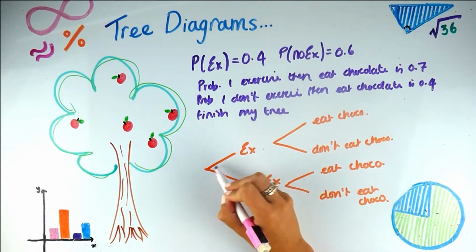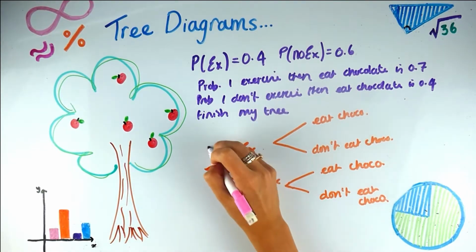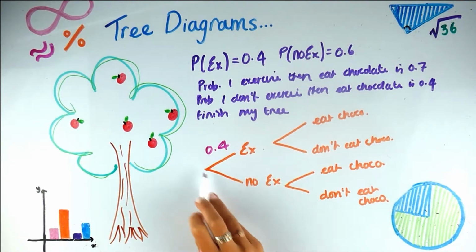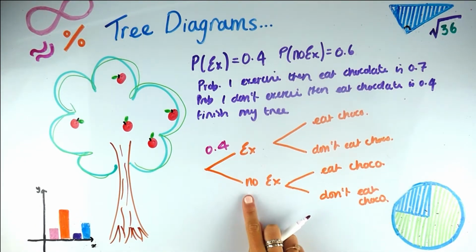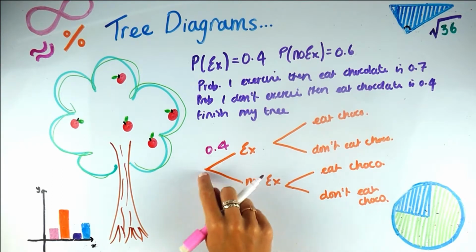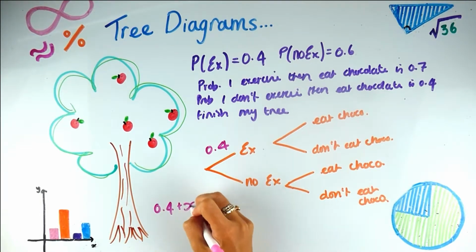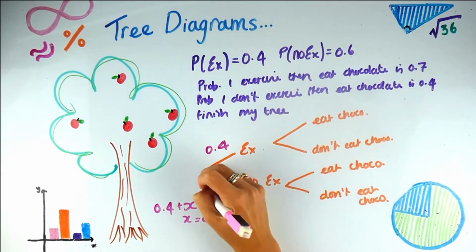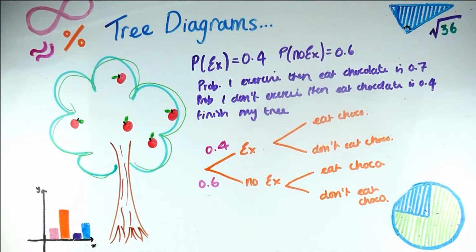Okay, so first of all, what goes on this line? This line would be the probability that I exercise. So yes, that's given to us in the question, that is 0.4. Probability I don't exercise is also given to us in the question, but we could also work that out because we know that these two here, where the branches meet, has to sum to 1. So 0.4 plus x equals 1, so x would be 0.6, which we know, but yeah, just so you know. And now let's read on.